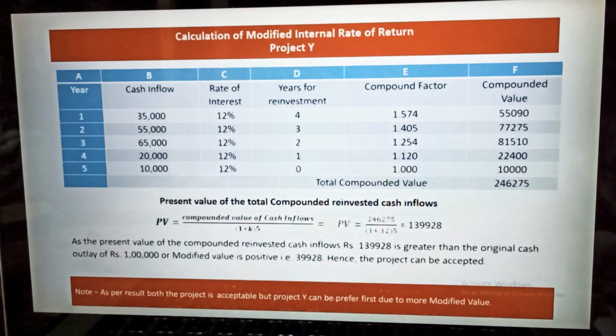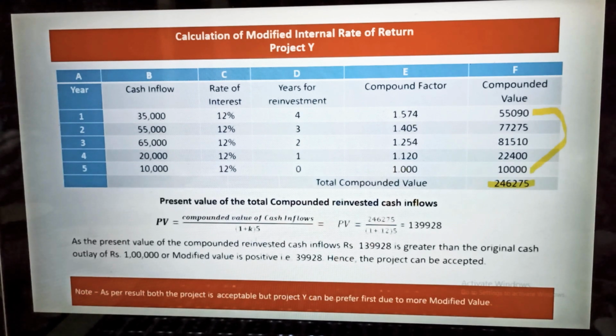Let's come to project Y. You will do it the same way. You write the year, then the cash inflow that I have taken from the question, then the rate of interest 12%, which I assumed here, then the year of reinvestment, as I told you, which is the remaining years for reinvestment. For the first year the remaining time is 4, 3, 2, 1 and 0. Then the same compounding factor at the rate of 12%, for 4 years 1.574. Then I have multiplied these, and it has come 55,090, then 77,275, and I have added up all these values, and it has come to 2,46,274. So I have calculated this.